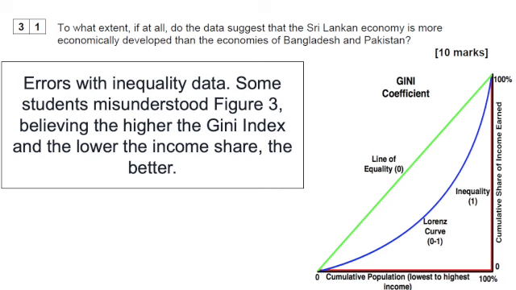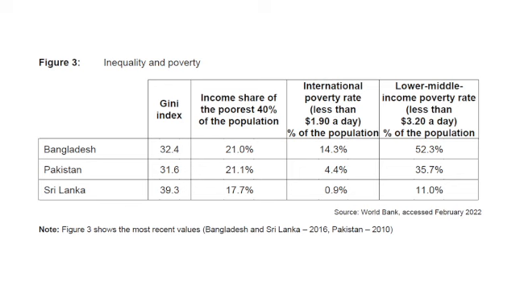But with the Gini index, the closer you are to that line of equality, which is 0, the more equal you are, and the less, in terms of income inequality, you experience. So again, if we go back to here, Pakistan's is 31.6, which is close to zero. Sri Lanka's is 39.3, which is further away from zero. So actually, the Gini index is not in favour of Sri Lanka in this aspect.